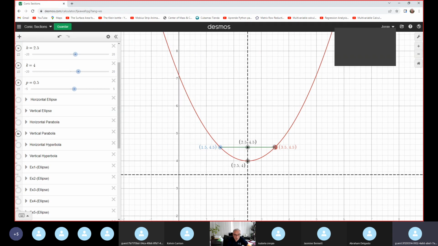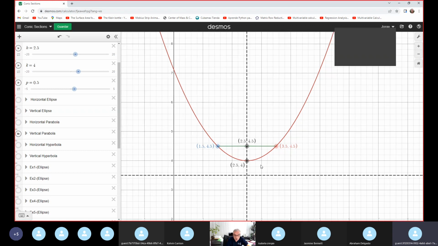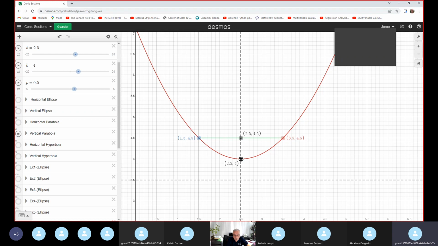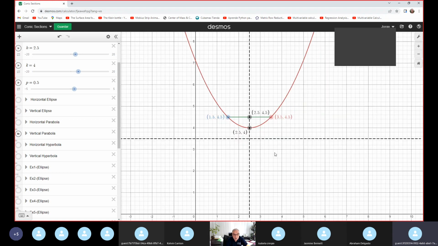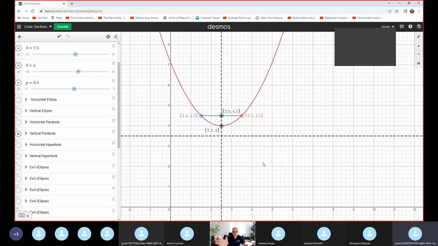Look at the points: vertex, focus, endpoint, focal diameter, axis of symmetry, and directrix equation. In this case, it is a horizontal line y equals 3.5. Because this point is 2.5 and this distance is 1 half and the other direction is 3.5. This is a 4 and this is 3.5. Our parabola is translated 4 units up because K is 4 and 2.5 units to the right because H is 2.5.